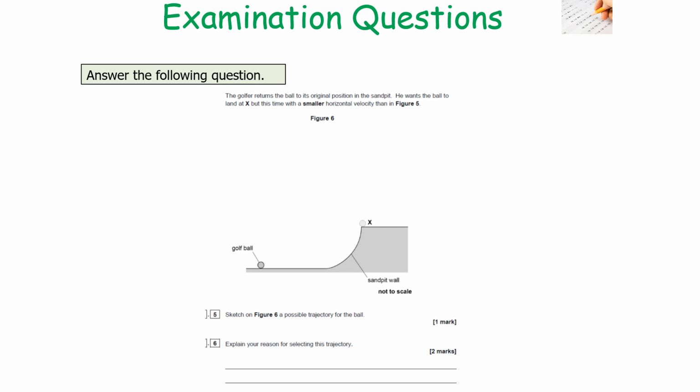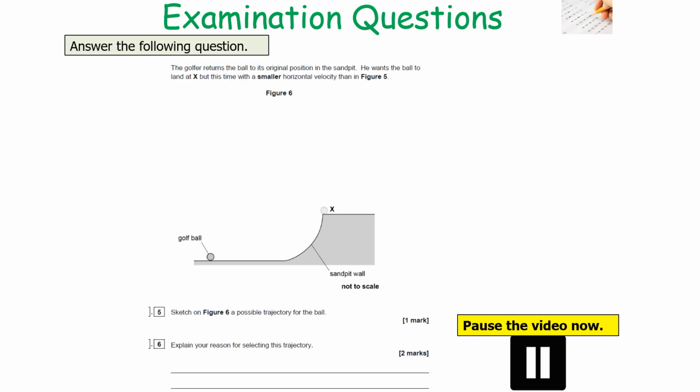Right, let's have a look at the next question. The golfer returns the ball to its original position in the sandpit. He wants the ball to land at x, but this time with a smaller horizontal velocity than before. Sketch on this figure the possible trajectory for the ball and explain your reason for selecting this trajectory. So pause the video now, then unpause the video when you want to go through your answer.